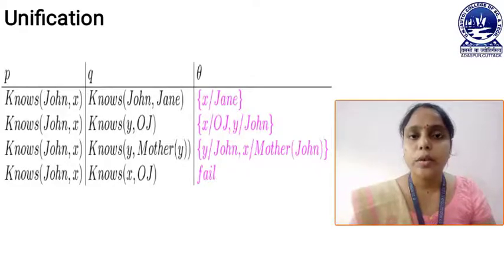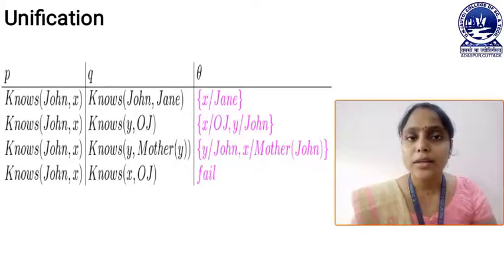Here, if we want to use the substitution, that means in this case the X variable is substituted by OJ and the Y variable is substituted by John. When we use this substitution, then P and Q become identical. Now look at the third one.